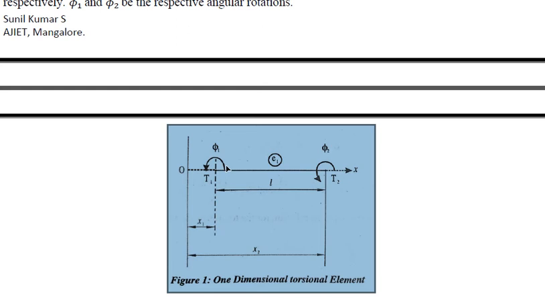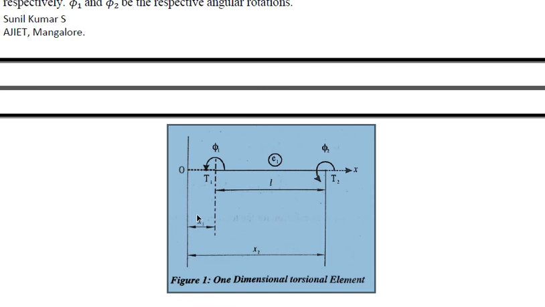So I have considered a torsional element with two nodes. At each node, there will be 1 degree of freedom, and that 1 degree of freedom is rotation about x axis. At node 2, it has 1 degree of freedom, which is rotation about x axis, phi 2. T1 is the twisting moment applied at node 1. T2 is the twisting moment applied at node 2. In place of force, we replace with T1, T2. This is the length.